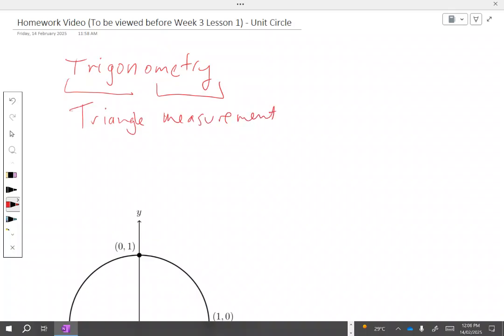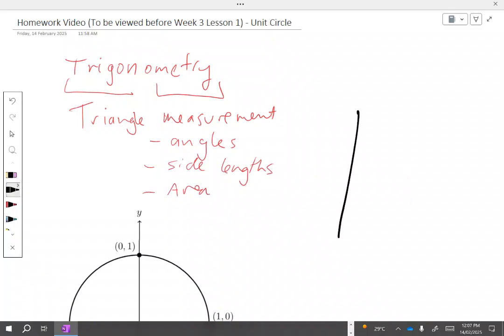There's a few things we can measure in a triangle. We can measure their angles, we can measure their side lengths, and we can measure their area. We're going to learn different techniques for measuring each of these things in this topic.